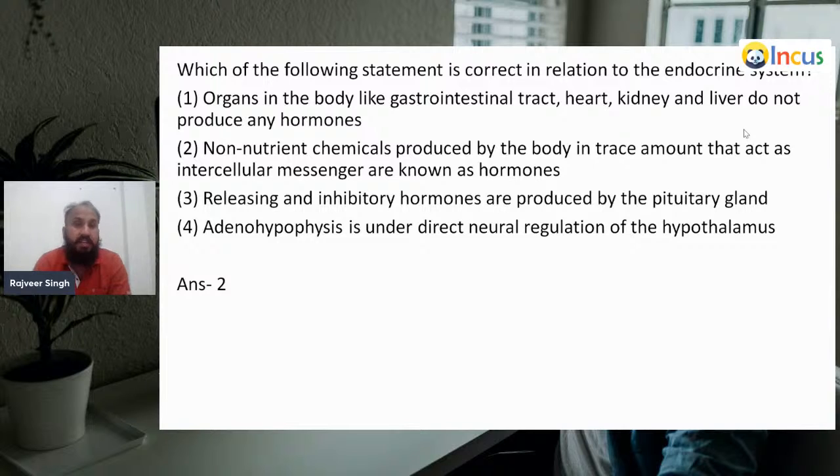Organs in the body like gastrointestinal tract, heart, kidney, liver do not produce any hormone. Non-nutrient chemicals produced by the body in trace amounts that act as intercellular messengers are known as hormones. Releasing and inhibitory hormones are produced by the pituitary gland. Adenohypophysis is under direct neural regulation of the hypothalamus. Yes, the answer will be second.